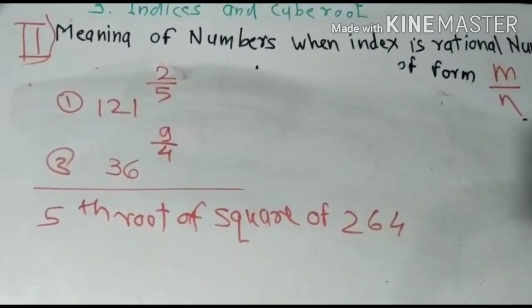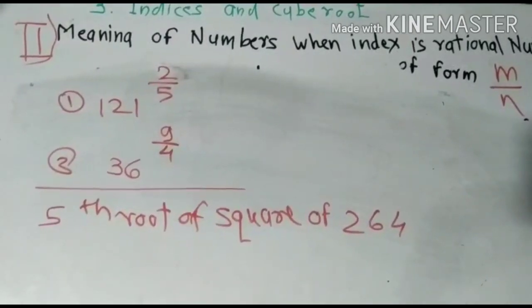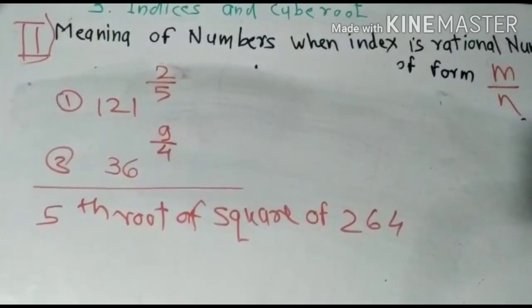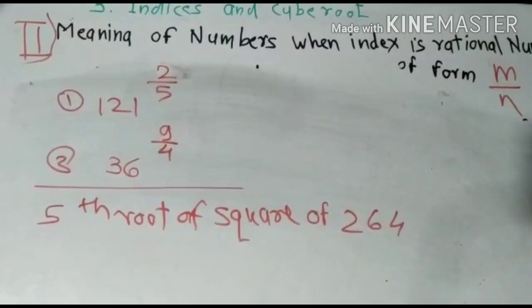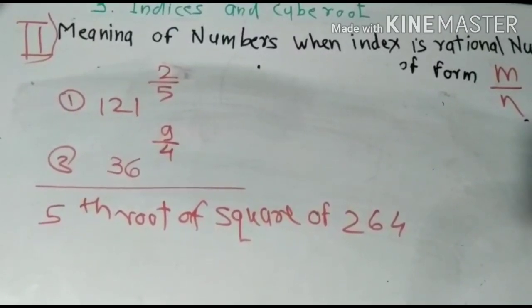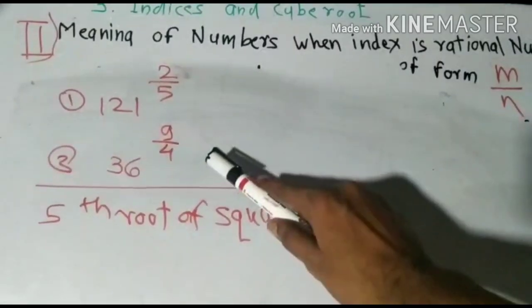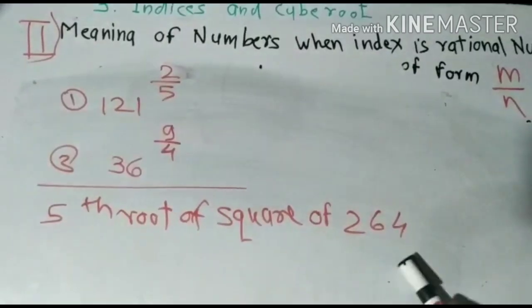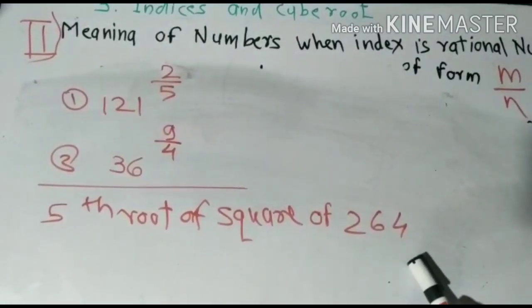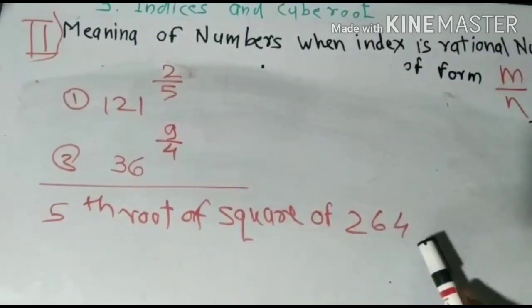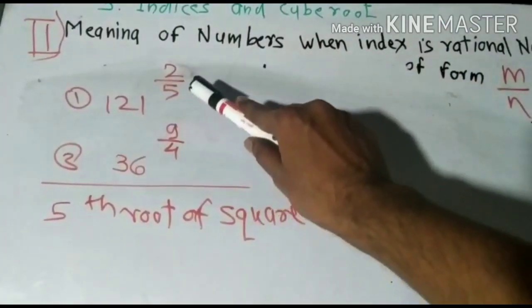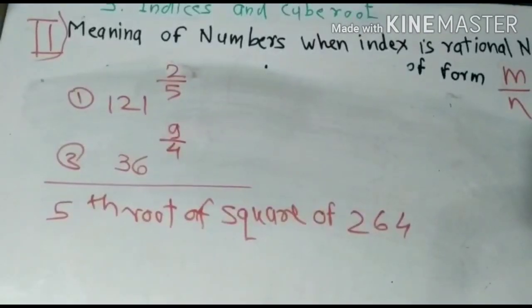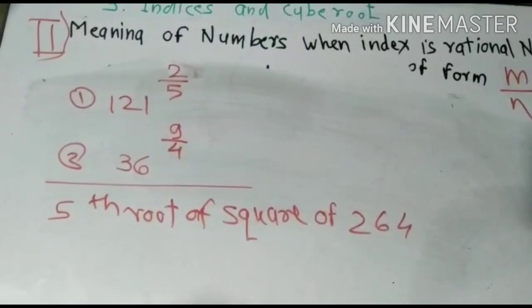In this example, there are some examples we have tried to solve: 121 raised to 2 upon 5, and 36 raised to 9 upon 4. You have to write both numbers in two ways, the power of the root and the root of the power, and another way, in the index form. If you are given this example in an exam, then you have to write the following numbers in the form of rational indices. Now you solve the practice set according to this.